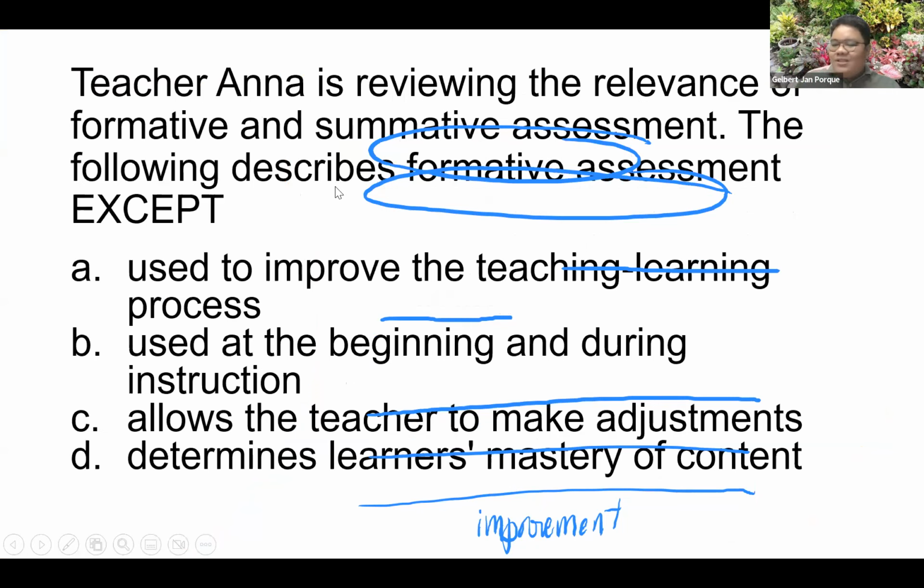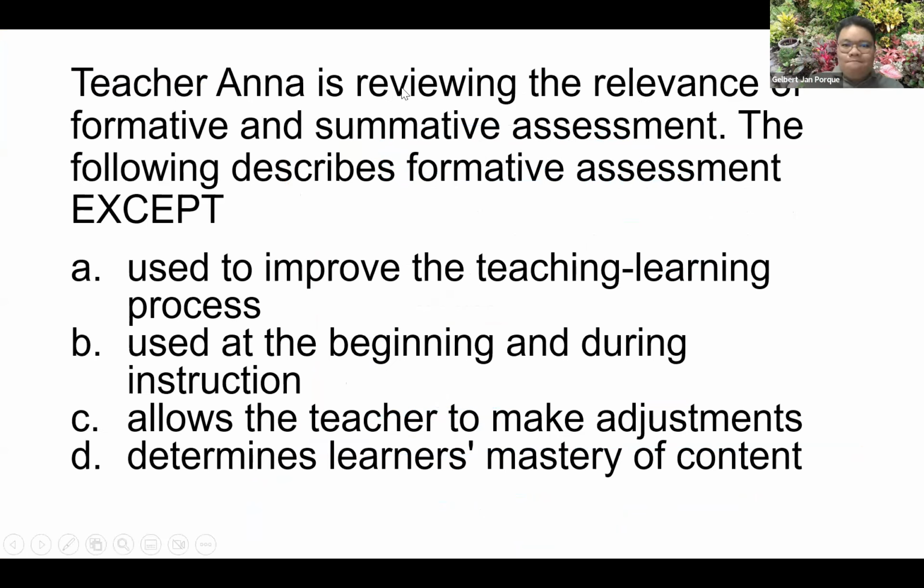Now, let's see, for example, try to read silently the question posted on the screen.